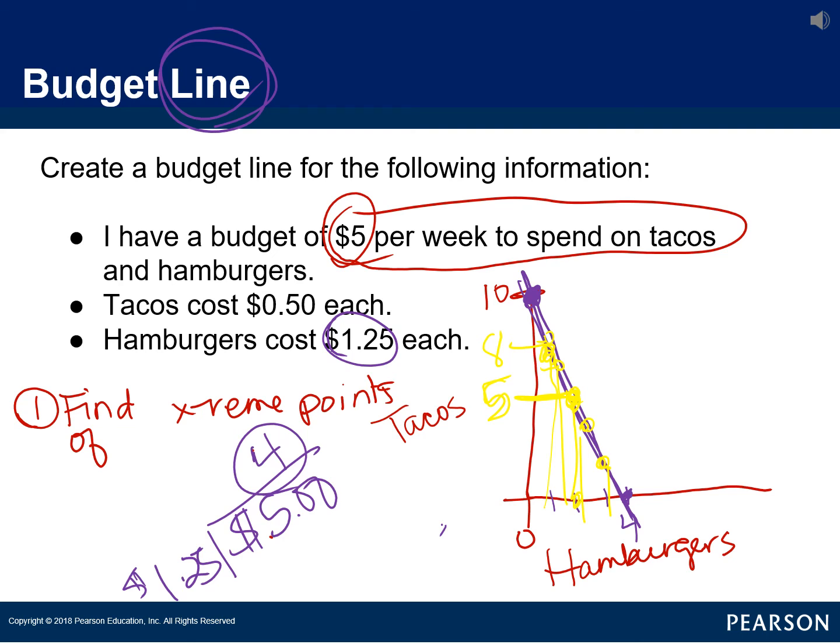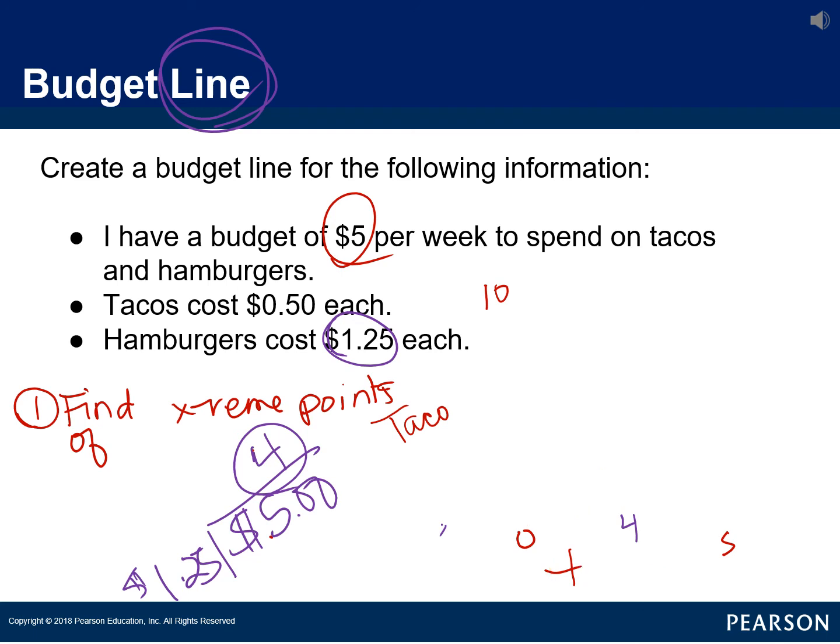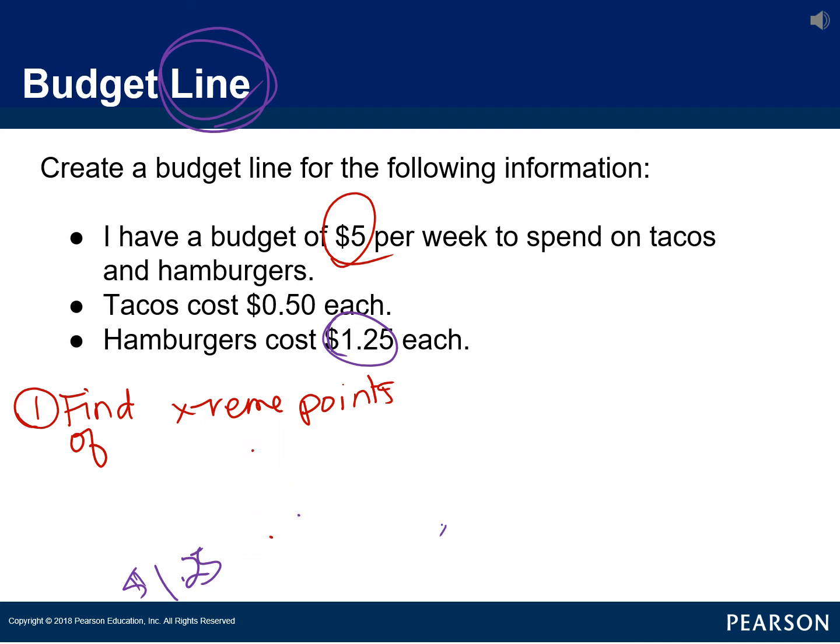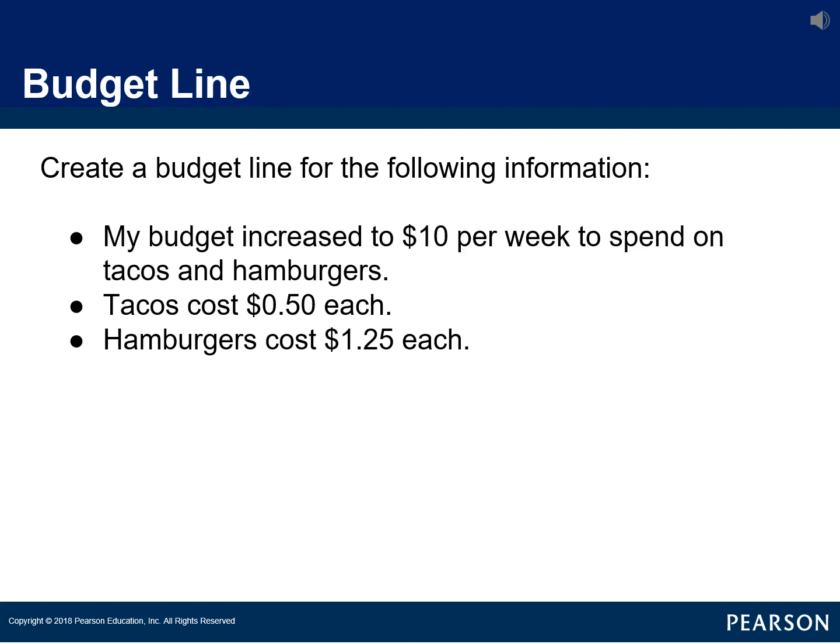Okay, so things can happen to shift the budget line and to change the budget line. One of the things that can happen to change the budget line is that our budget can increase or our budget can decrease. So let's look at a couple scenarios of that happening.